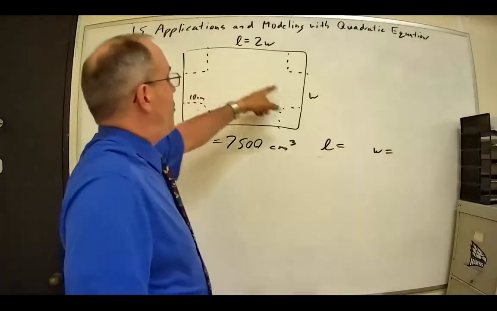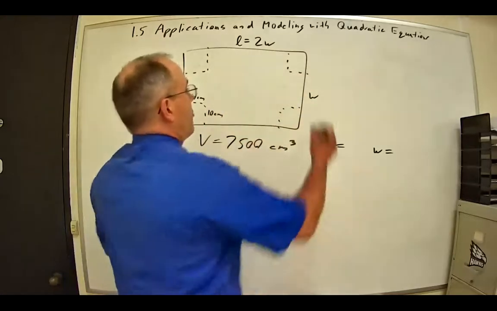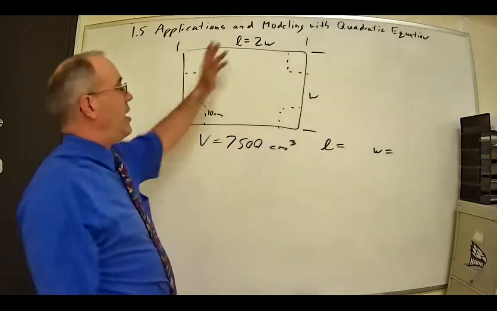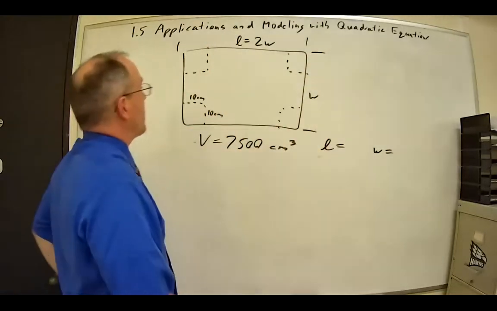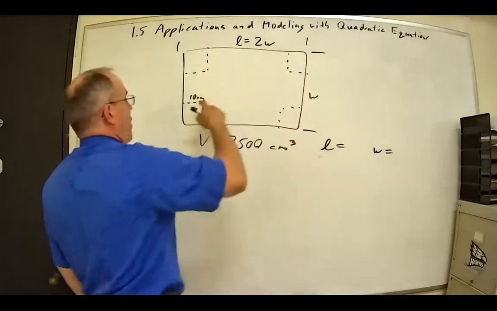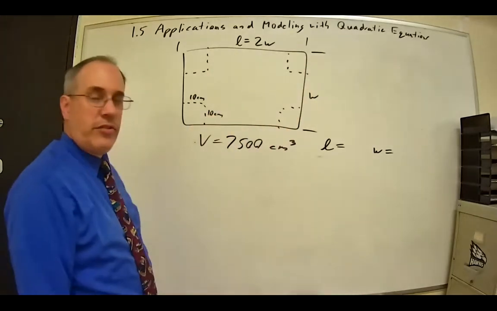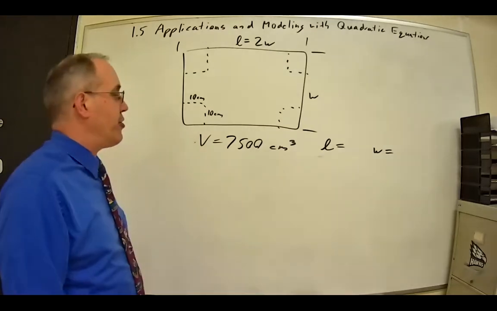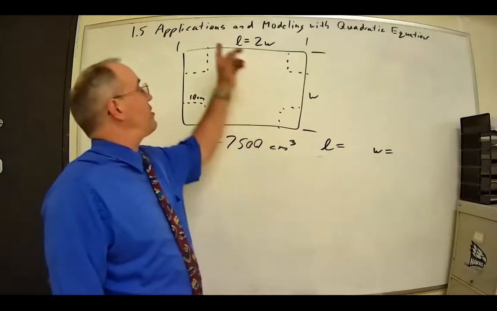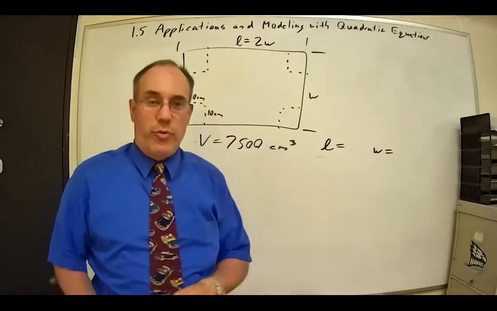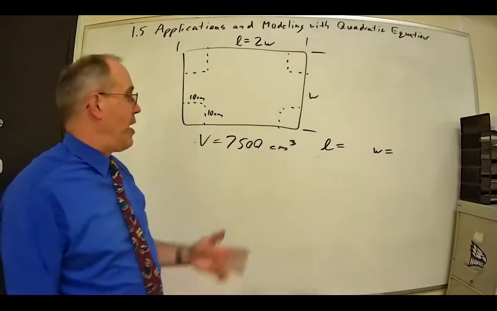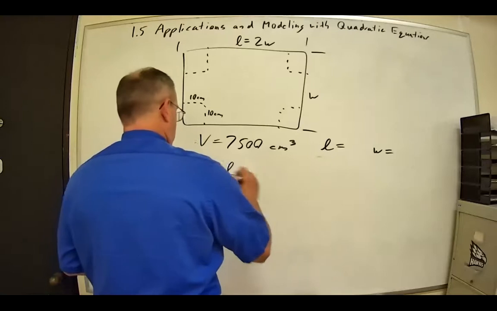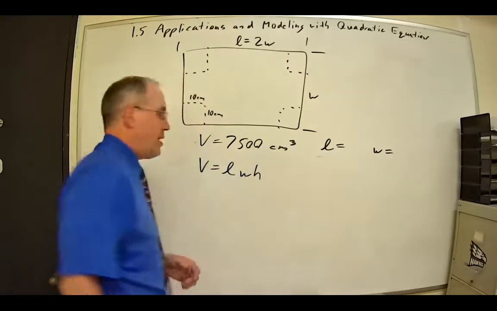So we've got a width, and remember that width is the full distance there. We've got a length, which is twice that width. We have corners that we're cutting out that are 10 centimeters by 10 centimeters. The total volume we're looking for is 7,500 cubic centimeters. We want to find this original length and this original width. So if we're going to do that, we have to ask, what's the formula for volume? It's length times width times height.